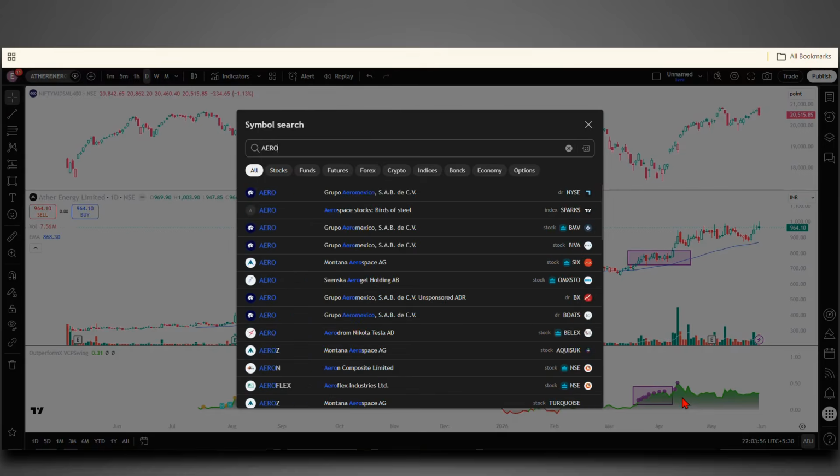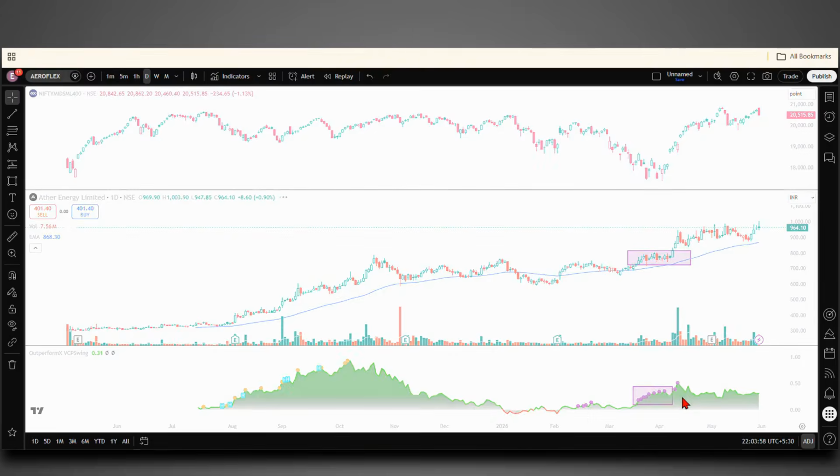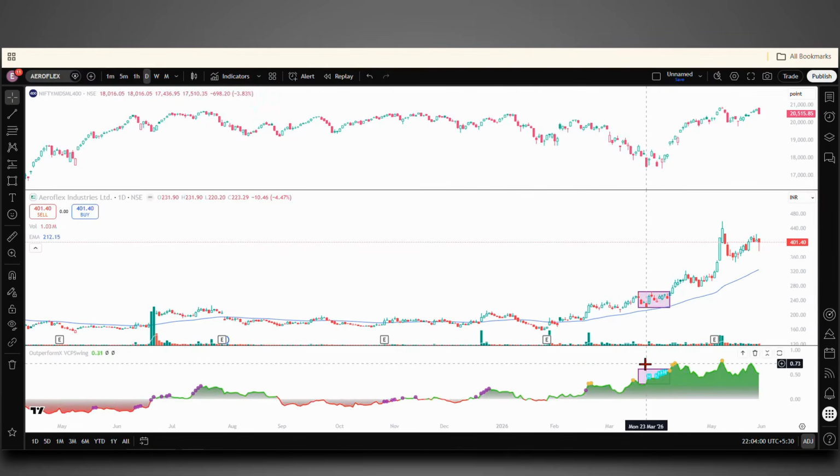Another example would be Aeroflex Industries. The same again, but in this case, the stock was now hitting yearly outperformance highs as well as sometimes hitting highs even before the price was breaking out. This led to a strongest conviction to keep this stock as number one on my priority list.